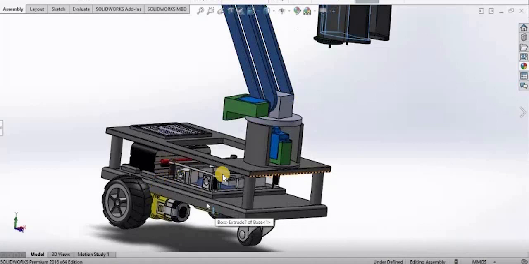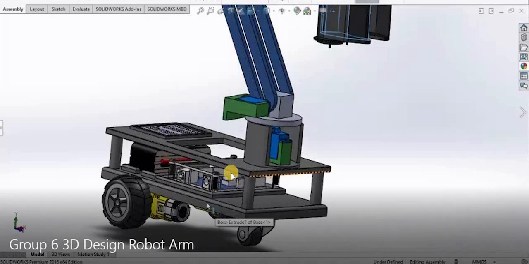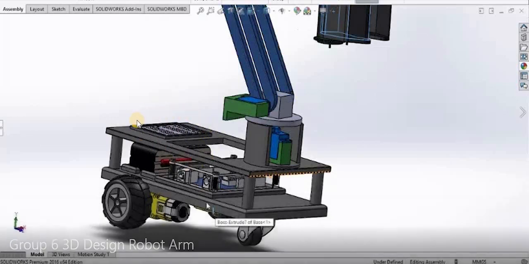Moving on to the next component, which is the Arduino board itself, the controller for the whole system. And then we have the breadboard at the top. This is for the electrical circuit, which will be explained in the next part of the video.